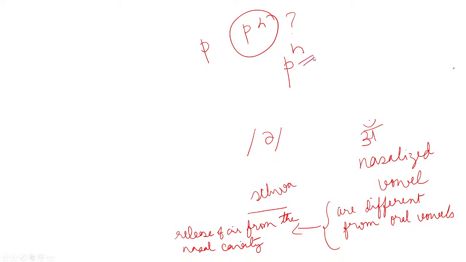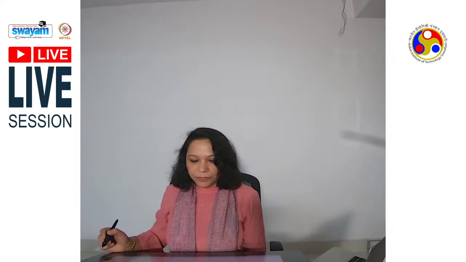This is not a superscript. Actually, this is the way aspiration is represented. So aspiration is represented with the breathiness on top of the consonant. So yeah, it looks like superscript, but it is a symbol.